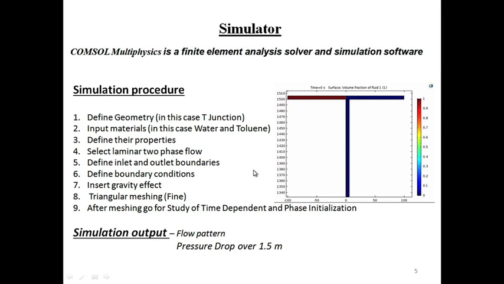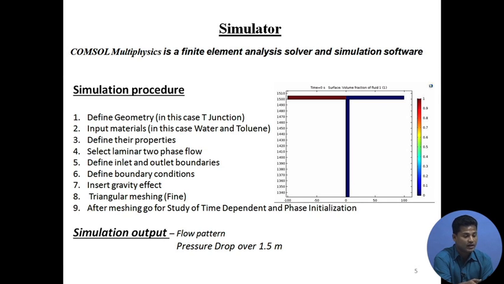So, before starting I want to say some steps. This is the simulation procedure. What do we do first? Quickly going through it, first we make a geometry. We make a domain, specify our geometry, and unite it. After that, we give input materials and define the input material properties, then select laminar, to select on which model we want to study the situation.